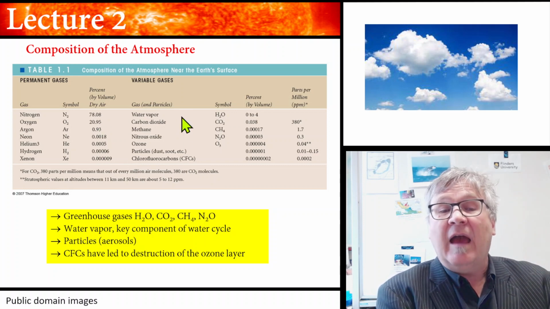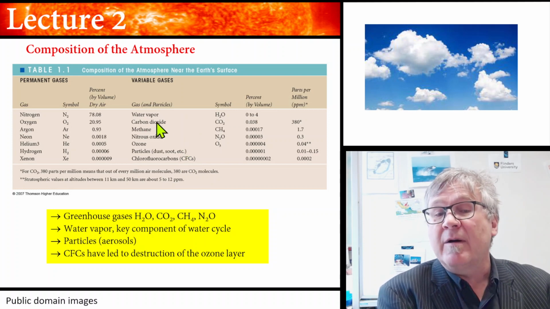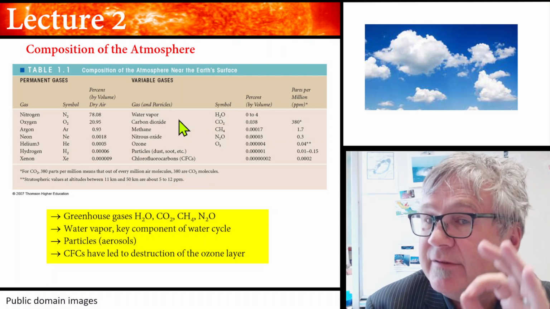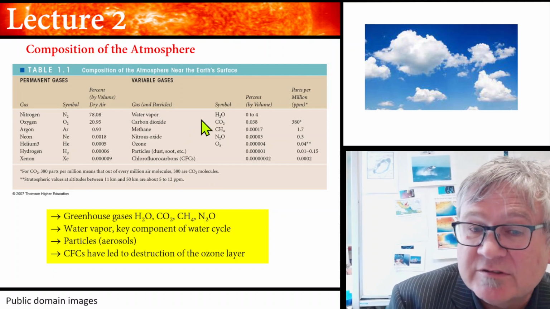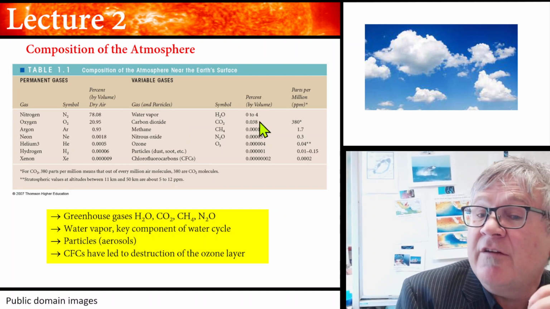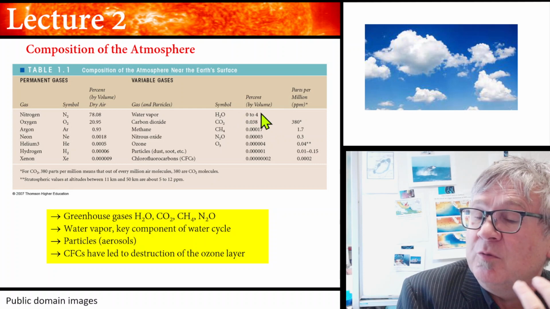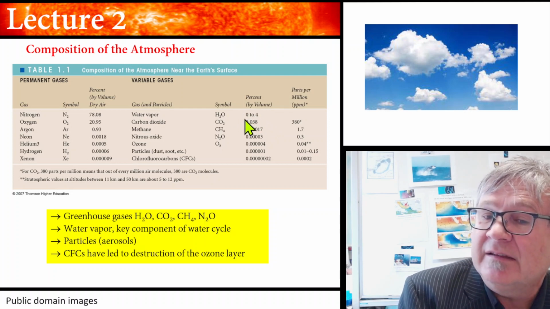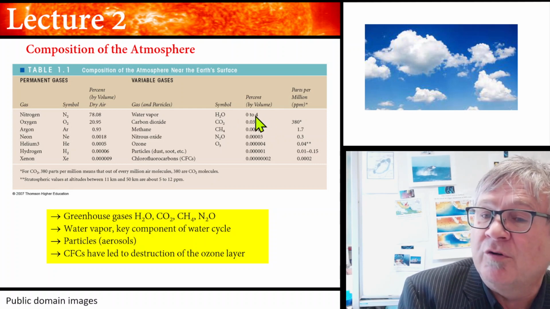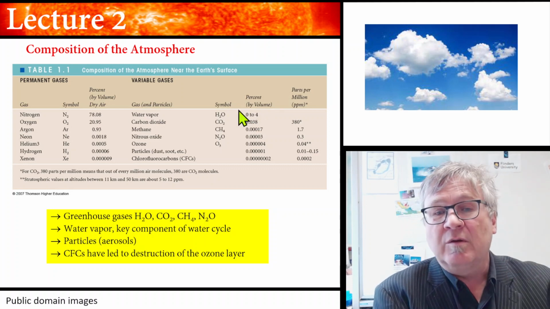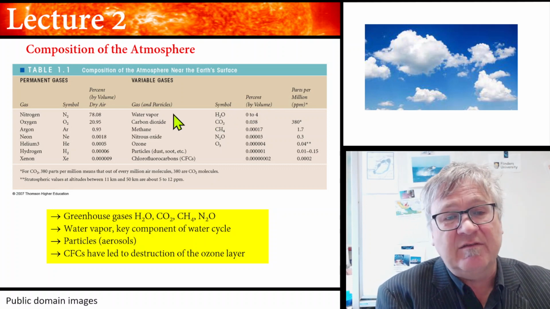Water vapor plays a super big role because water vapor is the dominant greenhouse gas. Between 0 and 4% of air is water vapor. That creates the humidity in the air. It's an extremely important component in the water cycle. It's what creates clouds, what creates precipitation and stuff like that.